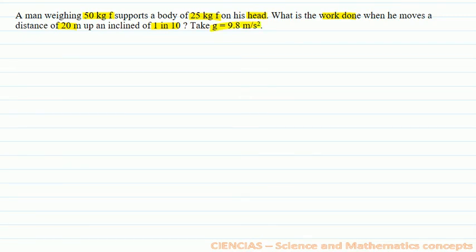So first we draw the diagram to see what the question is. This is an inclined surface in which if height is 1 meter, then incline length is 10. And this is angle theta. And the displacement of the body along this inclined surface will be S, that is equal to 20 meter. So the body is being displaced.